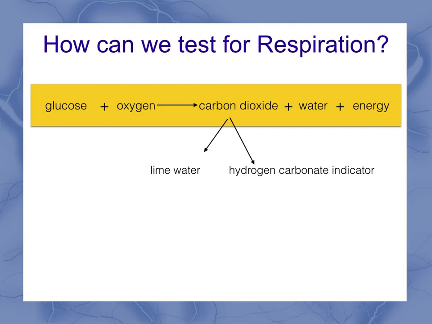So how can you test for respiration? If you remember the equation for respiration, you'll notice that the products are carbon dioxide plus water plus energy. So you can test to see if carbon dioxide is produced by either using lime water or hydrogen carbonate indicator.